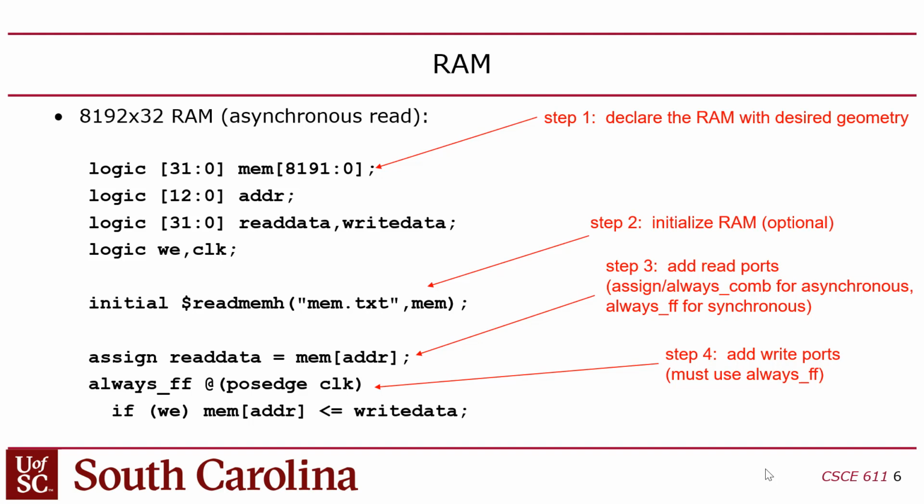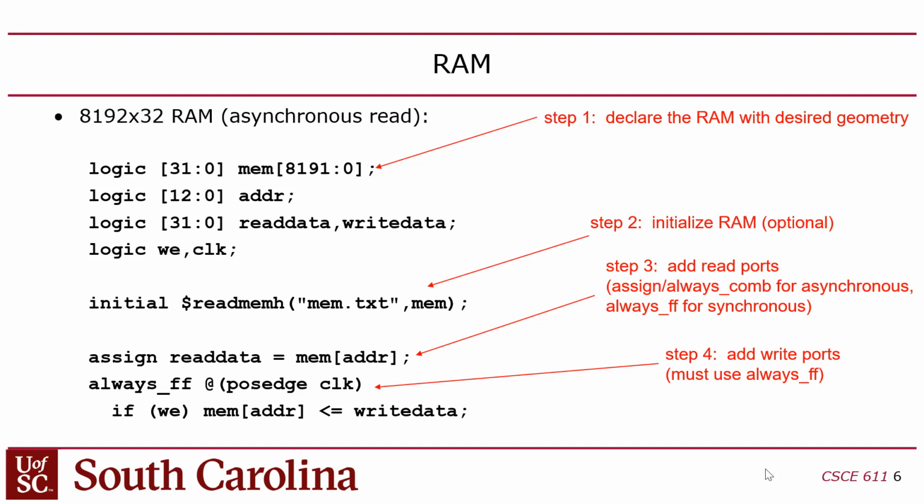Then you can put an initial statement. This is optional, but you can list an initial, and there's no begin and end here because there's just one statement in this initial block. Read memh mem.txt mem. So this will initialize the memory based on the contents of that text file. Now you might say, wait, hold on. Obviously that's non-synthesizable code, right? Because if you're converting this to hardware, how's a circuit in hardware going to read a file?